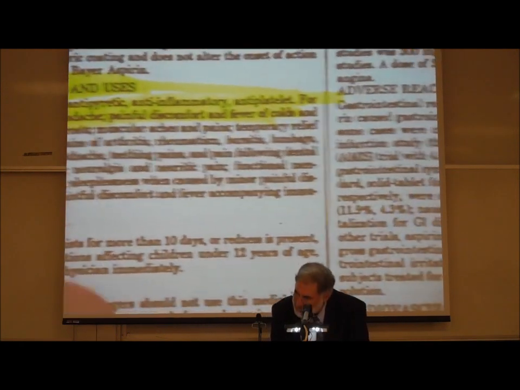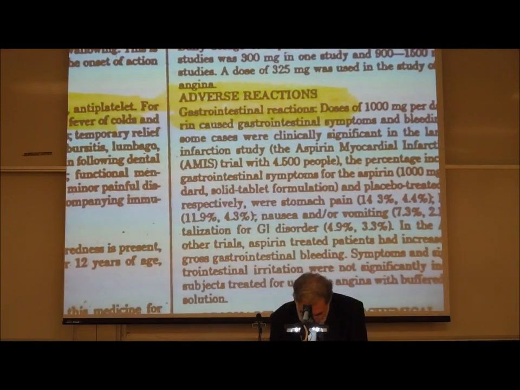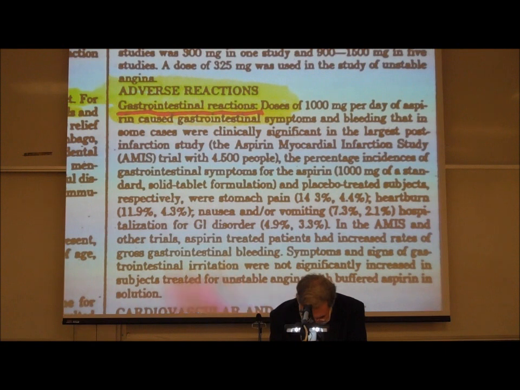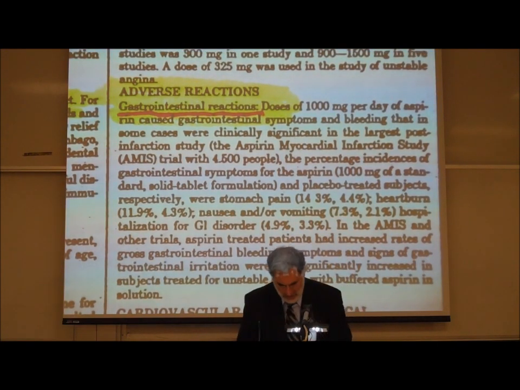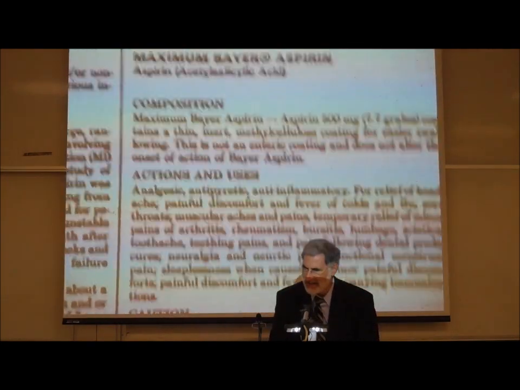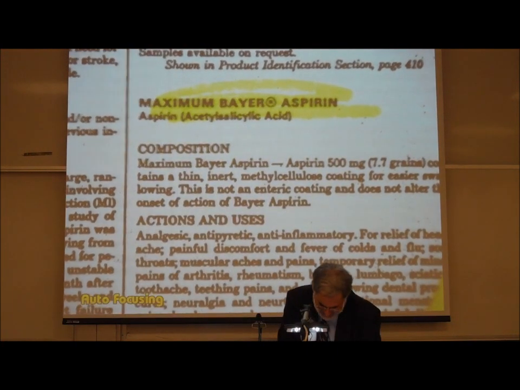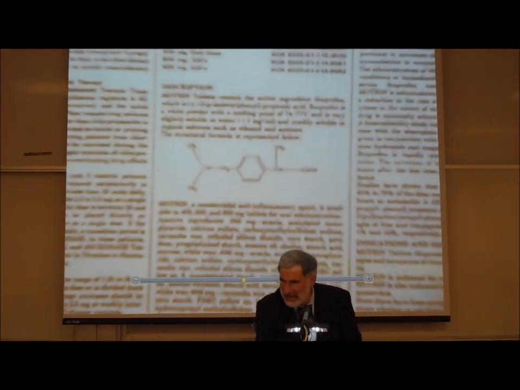As far as the next column to the right, it says adverse reaction. And what's the very first thing it lists under adverse reaction? Gastrointestinal reactions. So that's the main problem that it has, is GI irritation. And it goes through a whole bunch of other stuff. They have aspirin and extra strength aspirin. Just like they have for a lot of these, you'll notice in the right-hand column, it says Bayer maximum strength aspirin. Okay, fine.